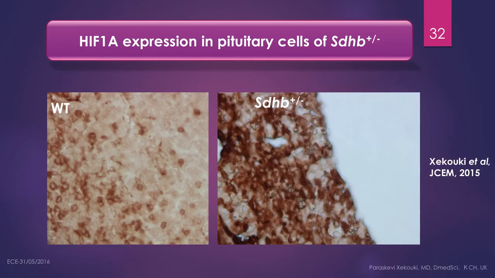And finally, when we looked for the HIF1 alpha expression in the pituitary cells of the heterozygote mice, as you can see compared to the wild type, it was found to be increased, and actually in some cases it was nuclear located, an indication that probably the hypoxia pathway is activated.